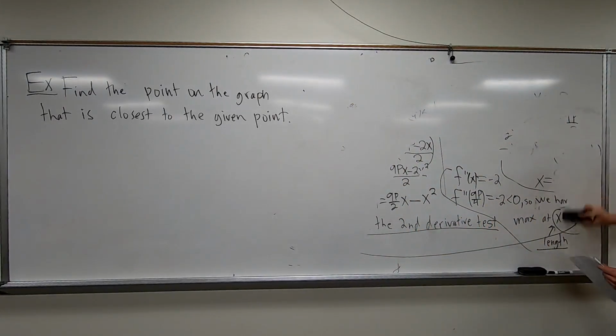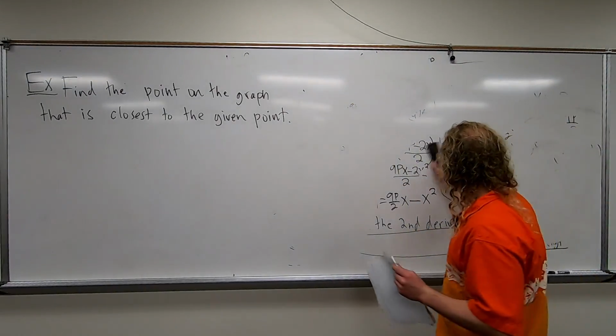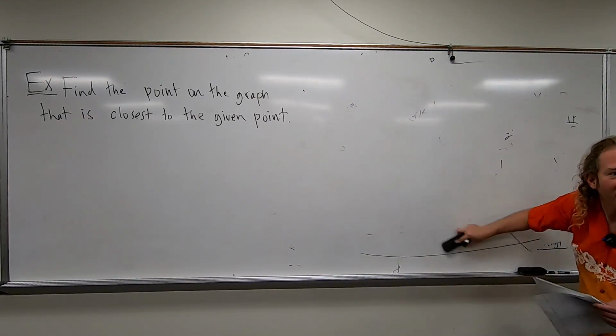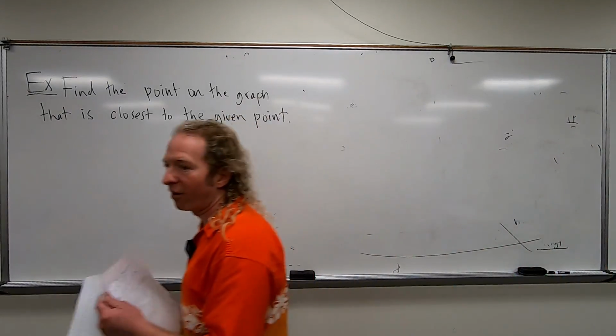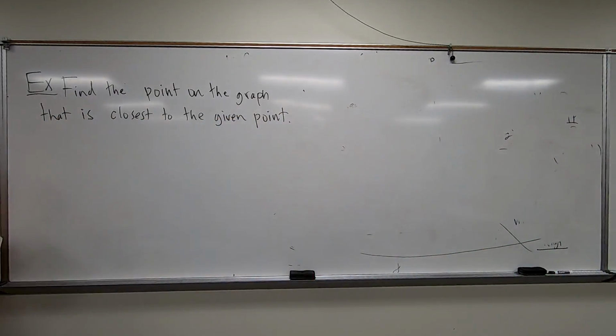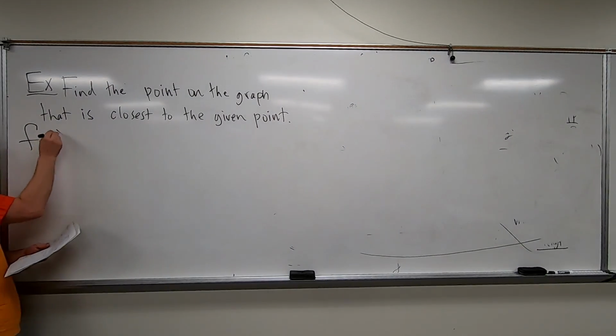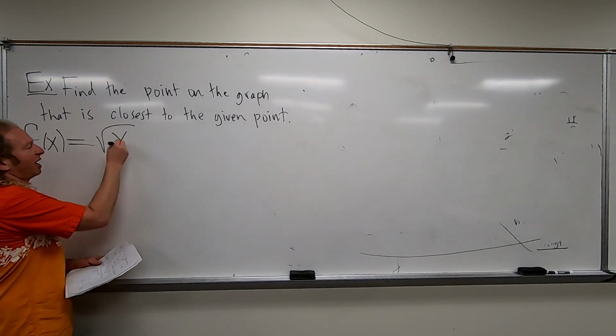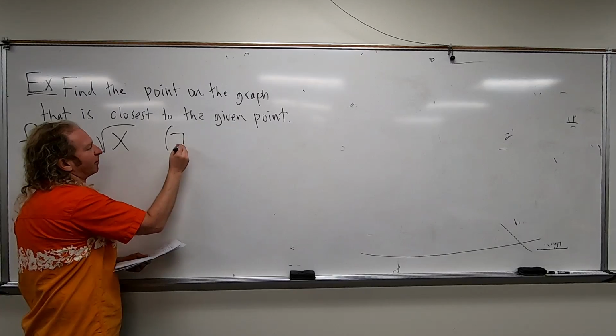And so they're going to give us a function, and they're going to give us a point. And we're going to find the closest point on the graph. So it's kind of cool. I like this problem a lot. So f of x equals the square root of x, and the point is 7, 0.